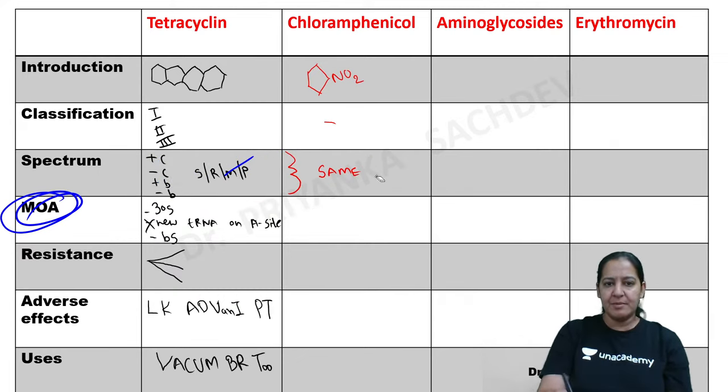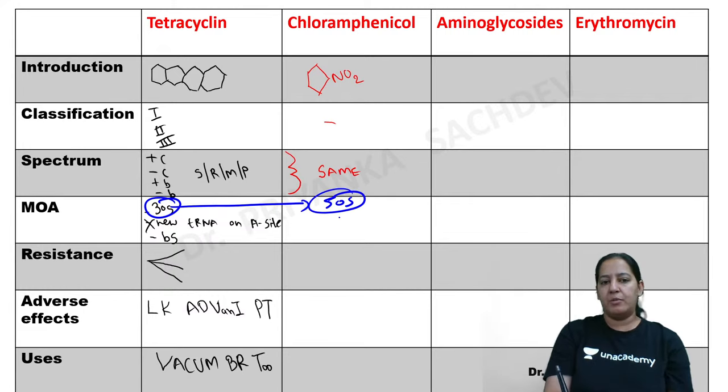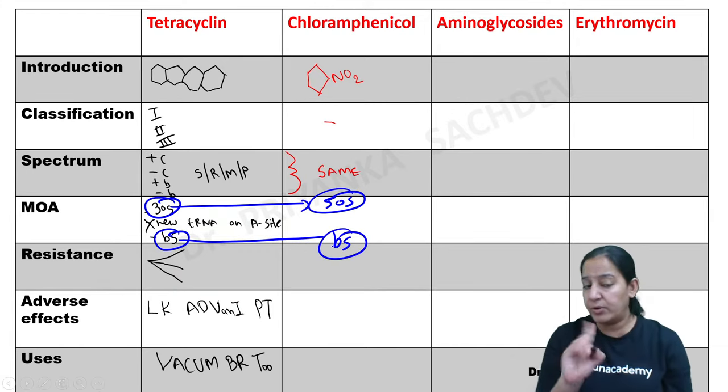Who will tell me the mechanism of action of both of them in a comparative manner? I've already taught you, no? The mechanism of action of all four. Can you tell me, in a comparative way? So here, tetracycline acts on 30S, chloramphenicol acts on 50S. Number one. Tetracycline is bacteriostatic. Chloramphenicol is also bacteriostatic. Both of them are bacteriostatic. There is no difference, right?